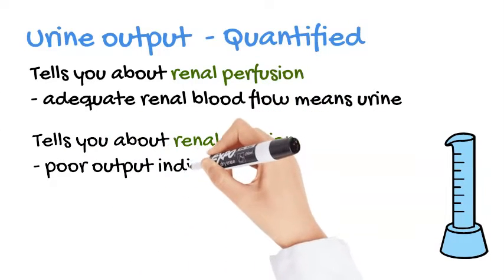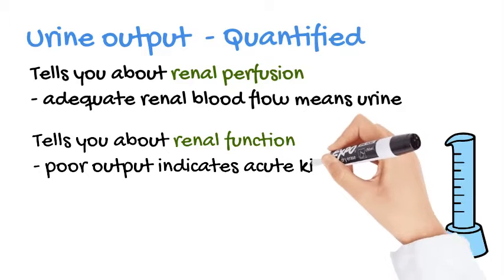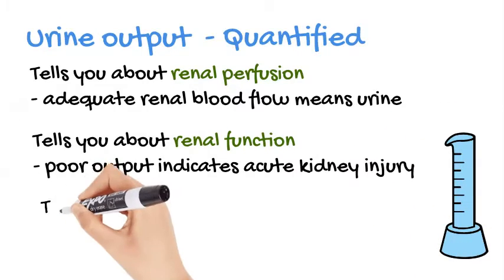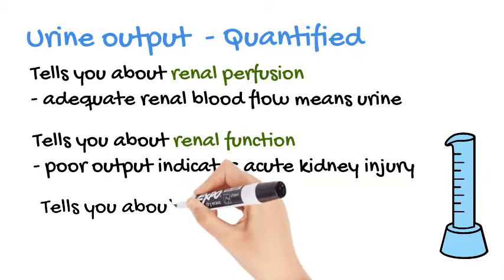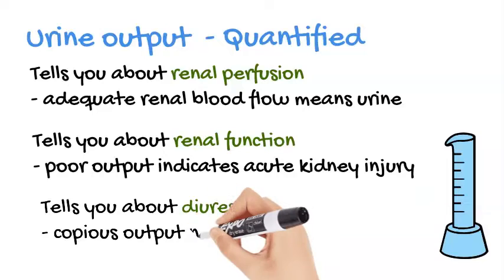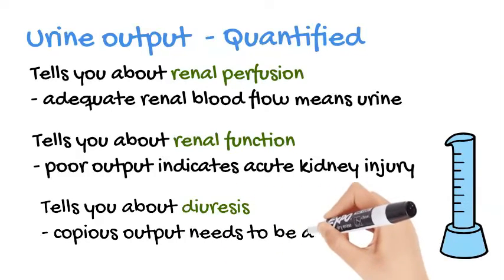And the third advantage to quantifying urine output is that we get a heads up if the patient is having some kind of a diuresis. We sometimes see this in patients who've been obstructed or recovering from acute kidney injury. These patients can have truly copious urine output, which needs to be addressed.